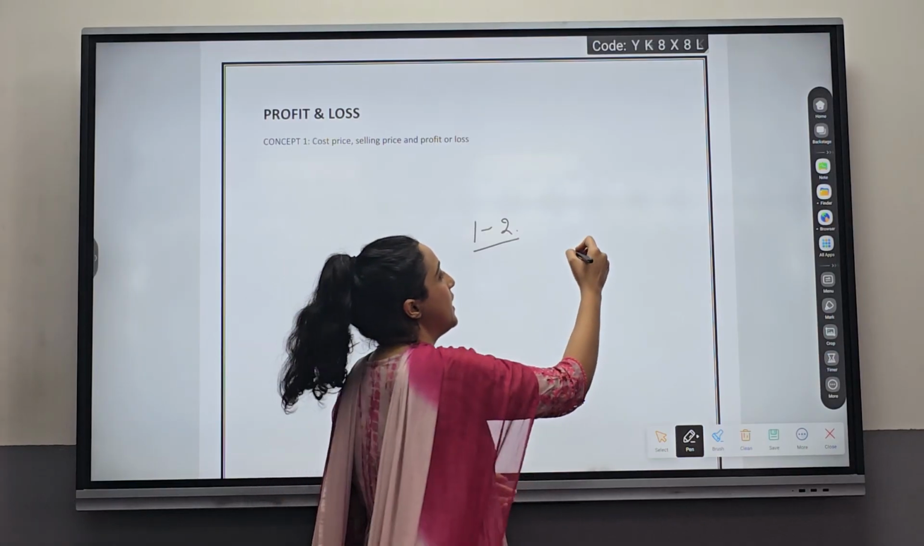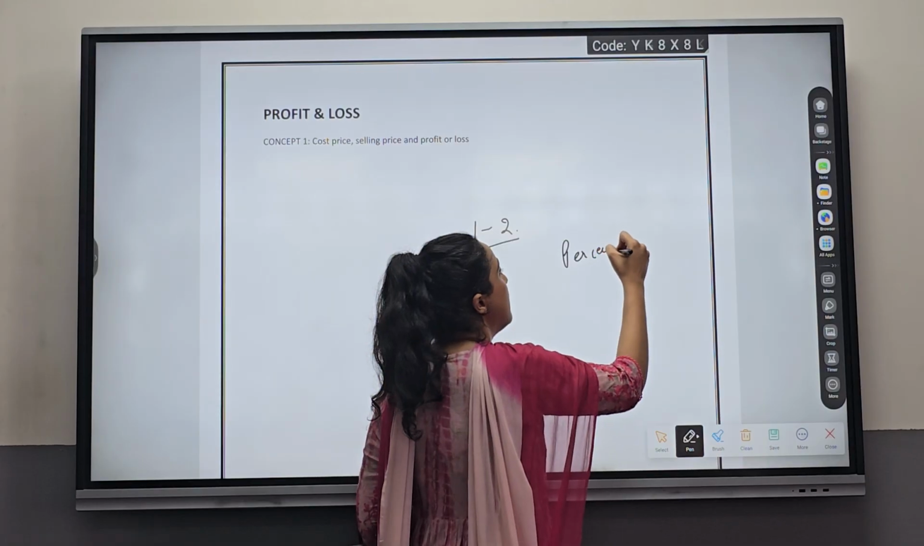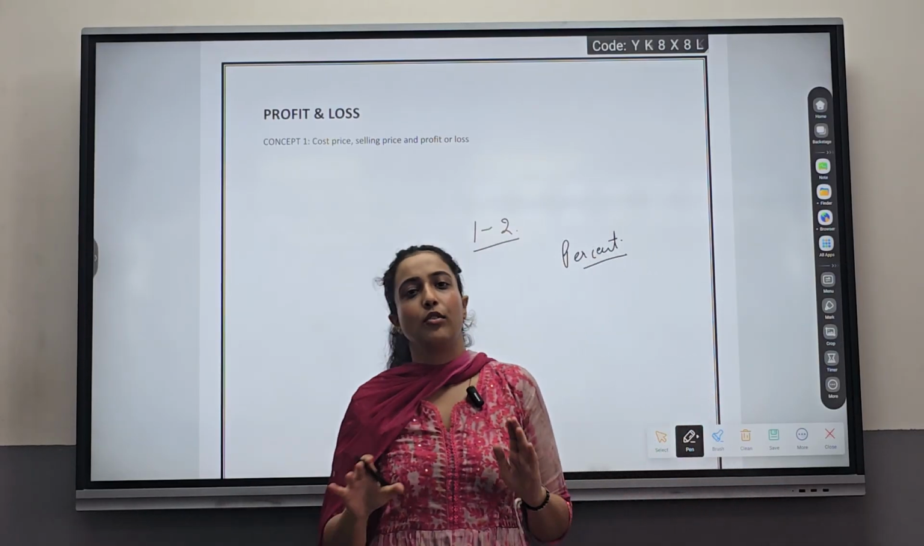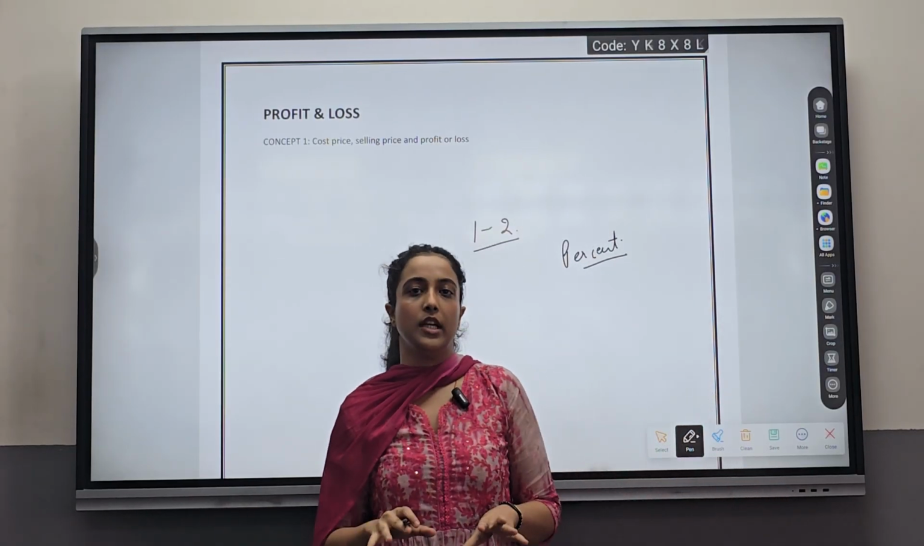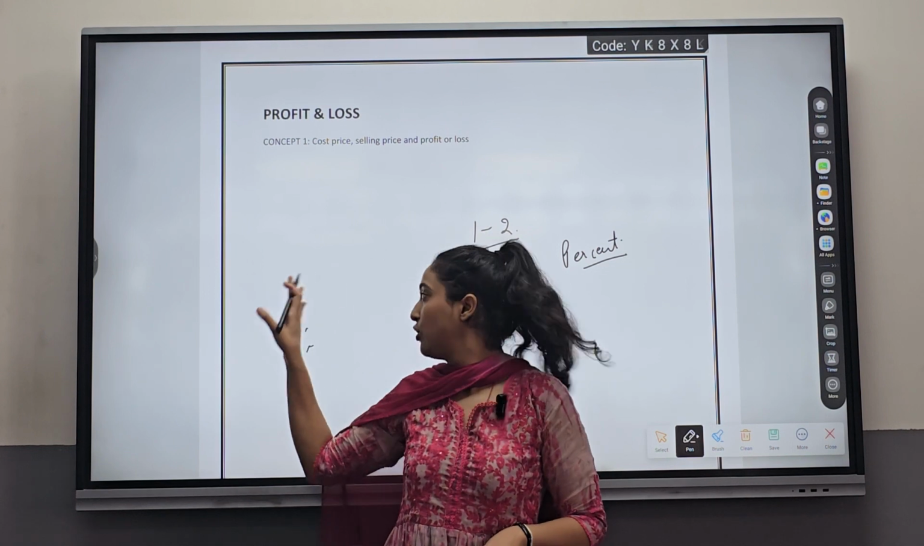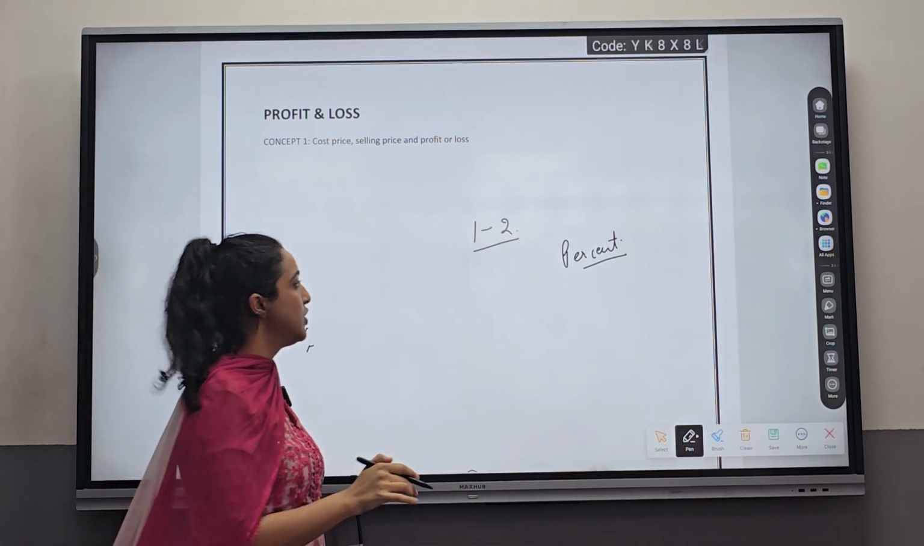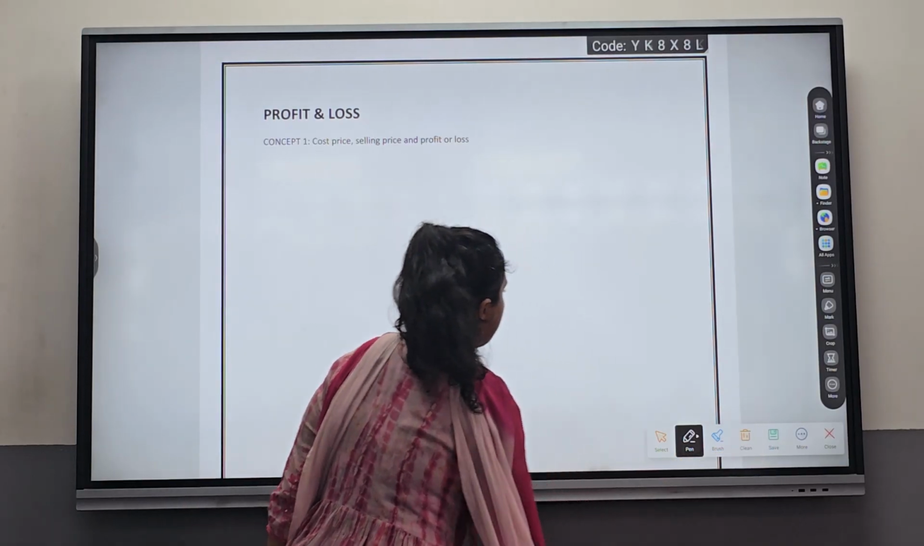Also, it is an application of percentages. So if you just do the basics of the topic, then you can easily do any question related to this subject of profit and loss, right? So let's start with the first concept which you have to understand.